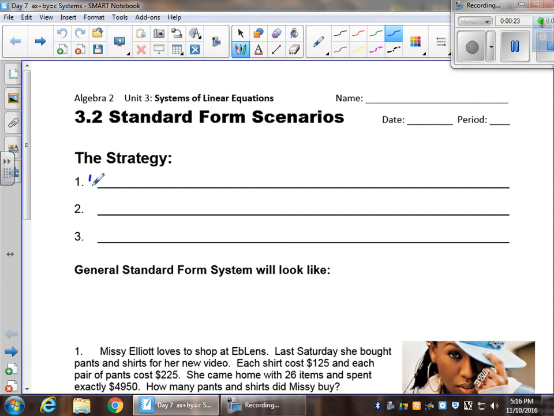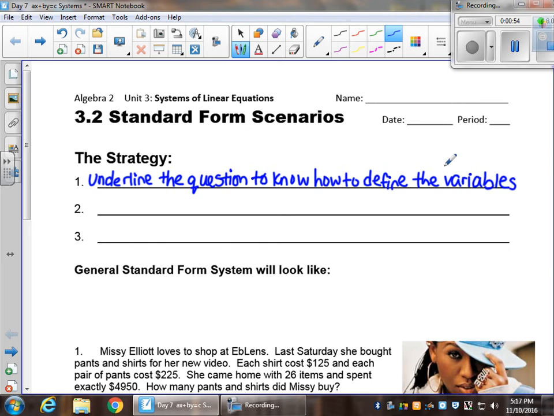Step number 1, we will underline the question to know how to define the variables, and then define them. So underline the question to know how to define the variables and then define them.